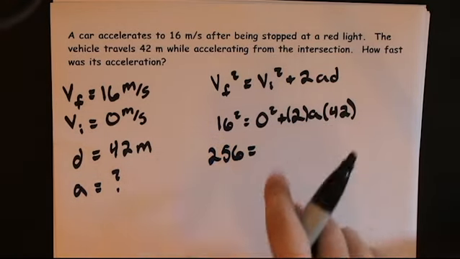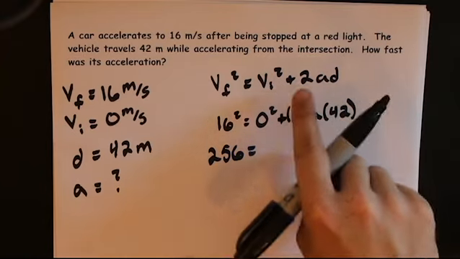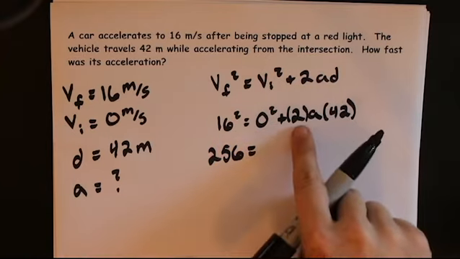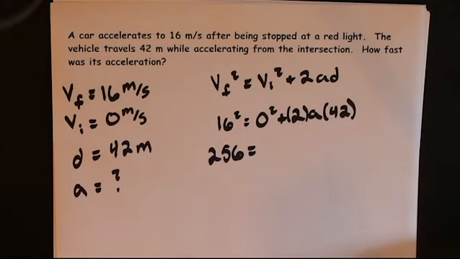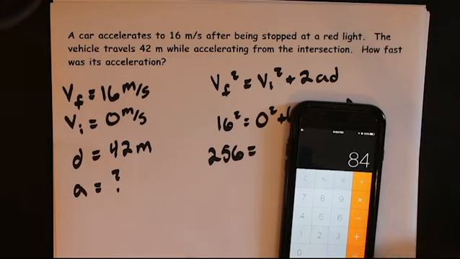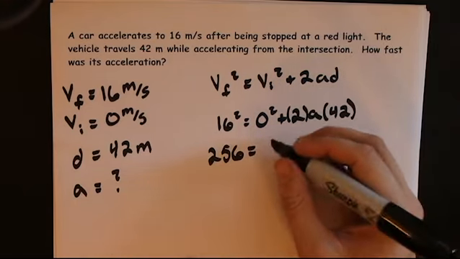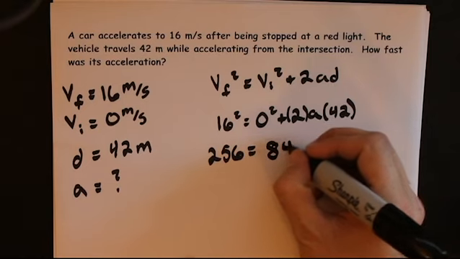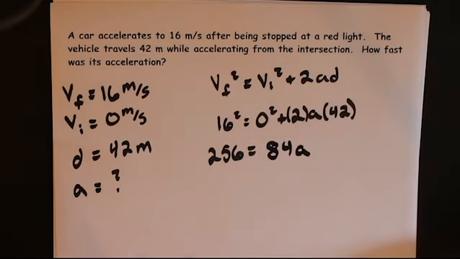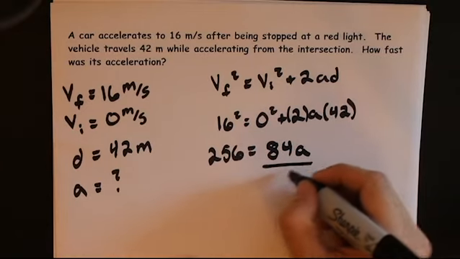256 equals 0 squared. It's just going to be 0, so it's going to be 0 plus something. I'm not even going to worry about writing that down. And then we can do 2 times 42. So let's see here, 2 times 42 equals 84. So this part right here becomes 84a. And now all we need to do is divide both sides by 84.